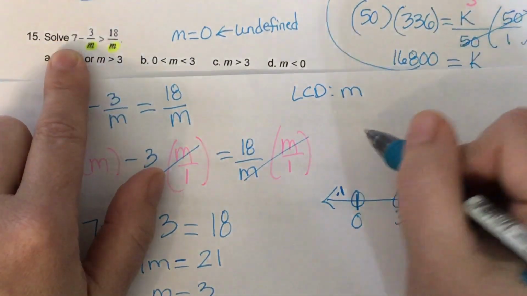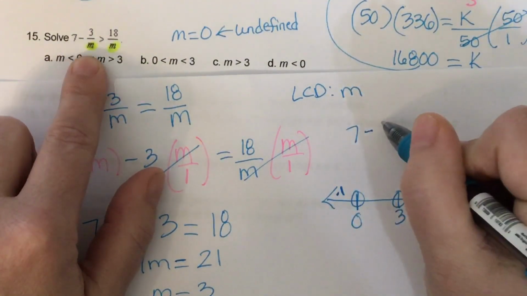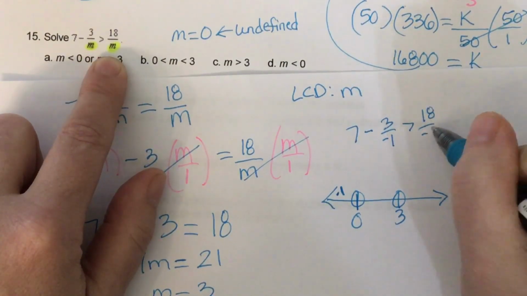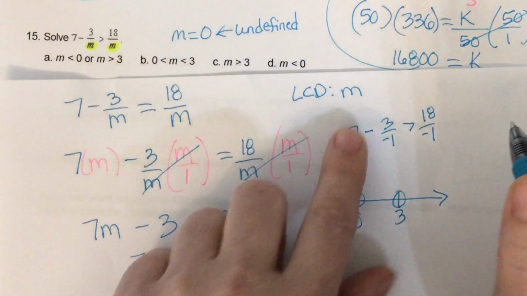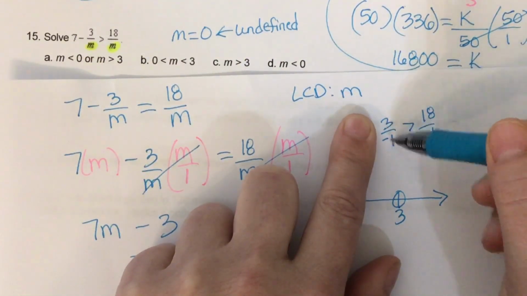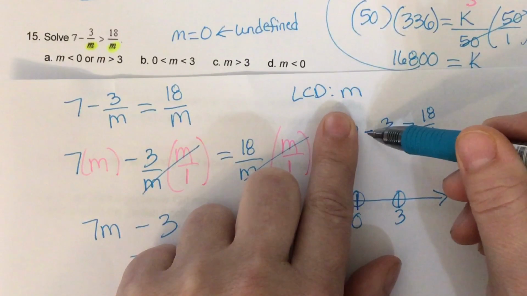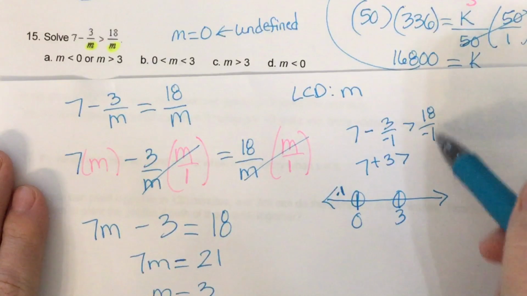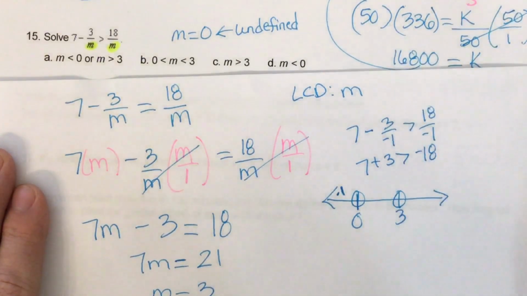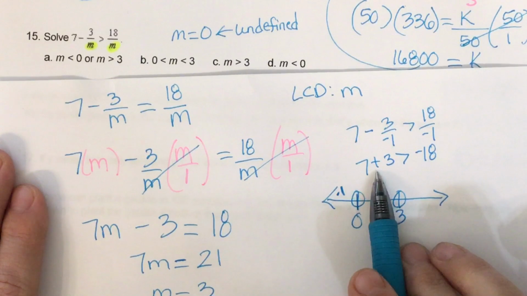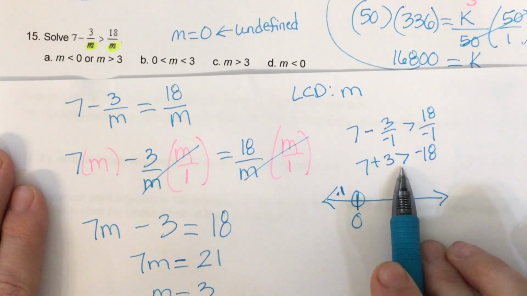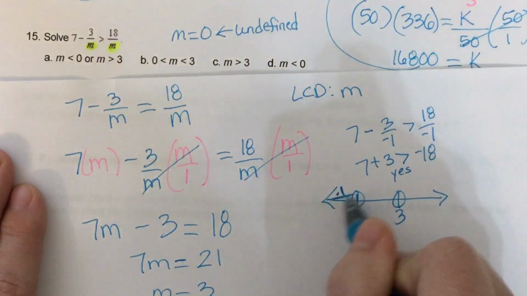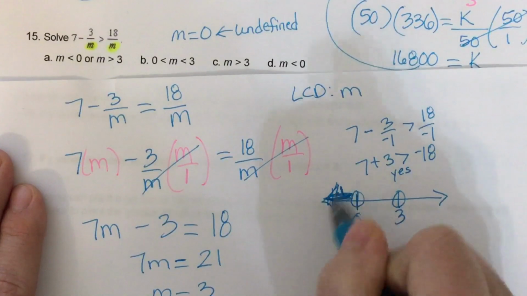Okay, so if I have that, I have 7 minus 3 over negative 1 greater than 18 over negative 1. Okay, let's see how this plays out. So 3 divided by negative 1 is negative 3, and a minus a negative 3 is the same thing as a plus 3. And 18 divided by negative 1 is negative 18. Let's see if this is true. 7 plus 3 is 10. Is 10 greater than negative 18? Yes. So I know that some of my answers are right here in this section.